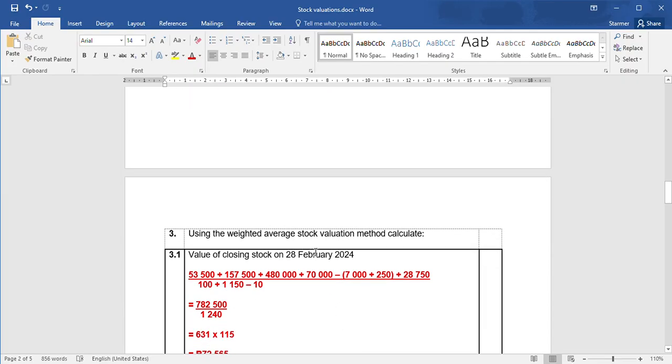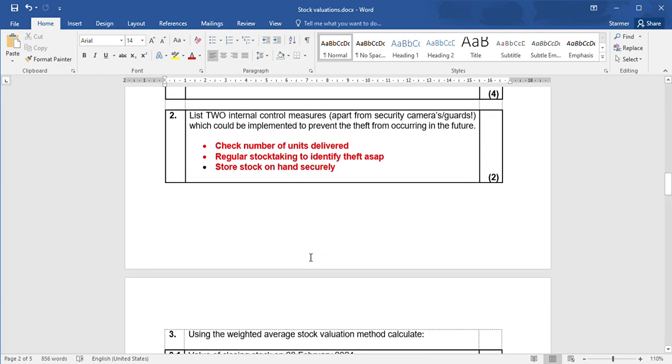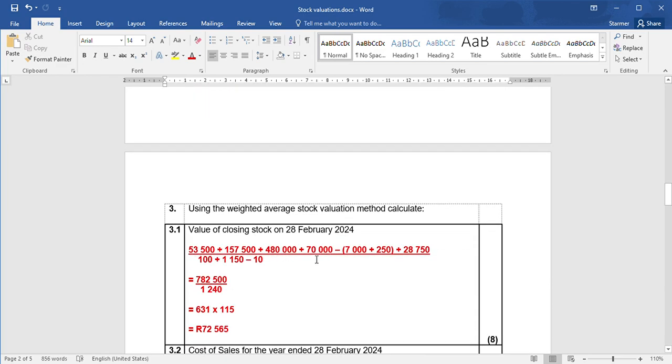Right, then using the weighted average method, calculate the value of closing stock. The first thing we need to do here is work out the weighted average price. So to do that, we say the opening stock value plus the purchases for May, the purchases for November, and the purchase of January. So those are the next numbers I add in here, and below that I put the number of units. So I said I had 100, that was for the opening stock. Your 3 things purchased came to 1,150.